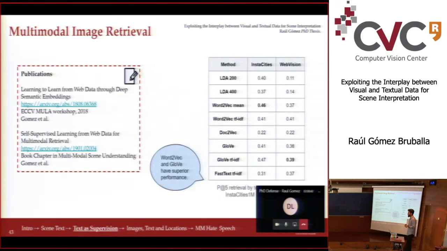So here we conducted a performance comparison of the different text representation methods in image by text retrieval. And we see that word-level methods such as Word2Vec and GloVe have superior results, and that's probably because of the data we are learning from, right? We are learning from images with associated captions, which in general are quite concise and even include hashtags associated to those images. And we published those results in a workshop and also in a book chapter.